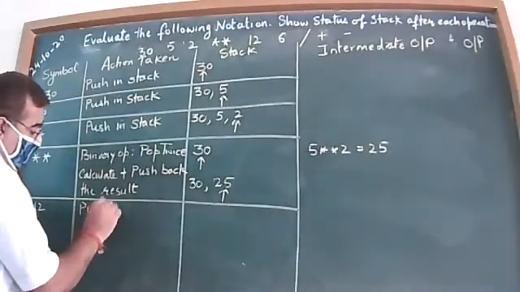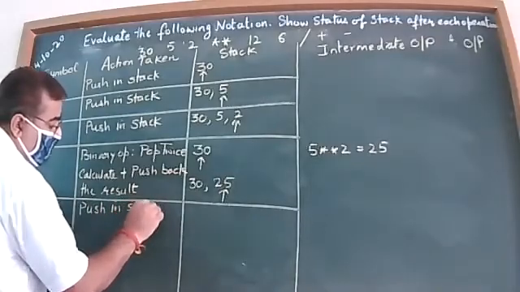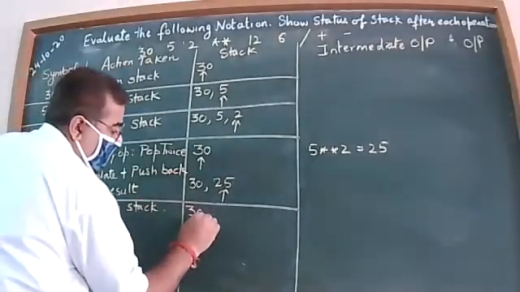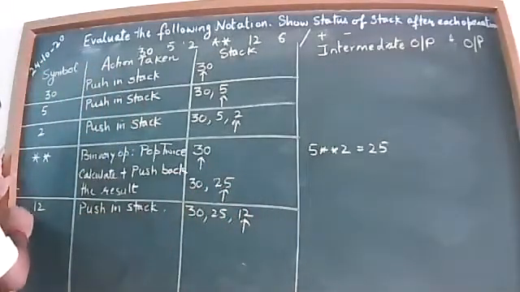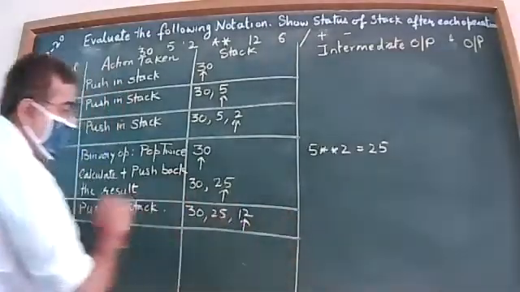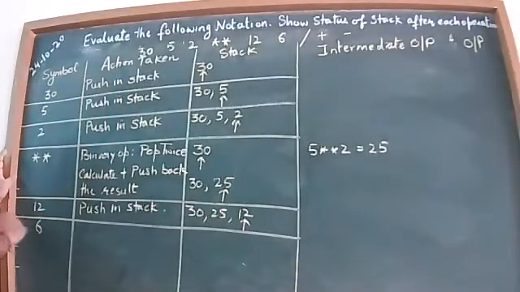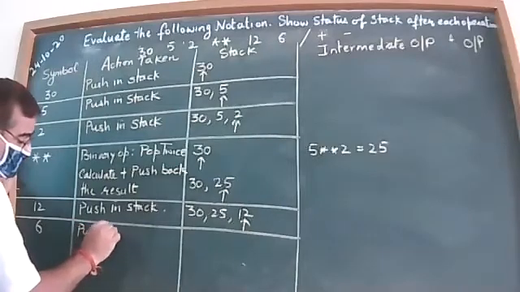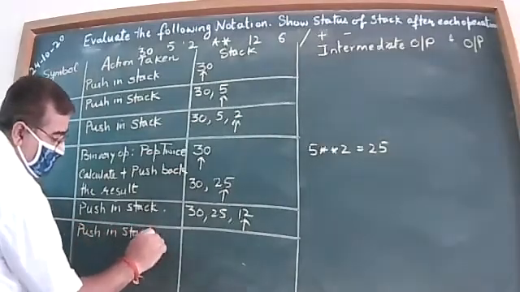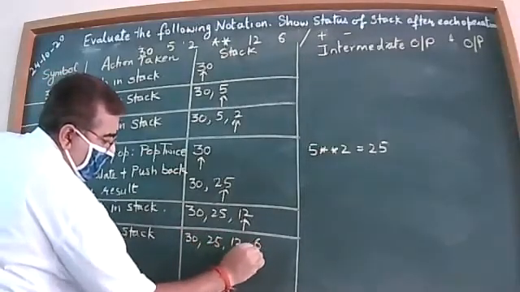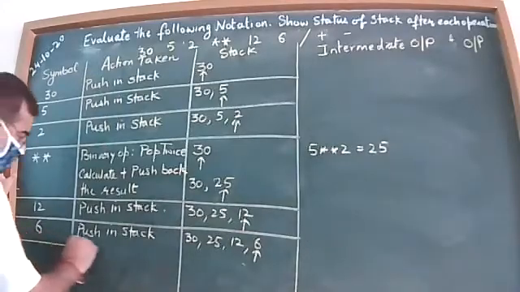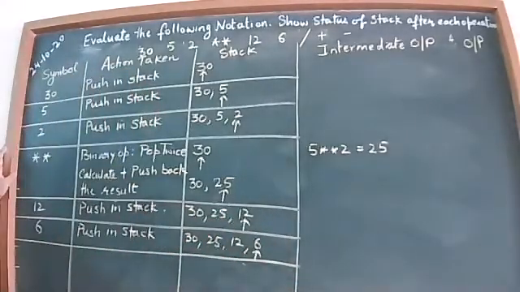Again, push in stack: 30, 25, now 12. Then 6, push in stack: 30, 25, 12, now 6. Clear? Now next comes divide.